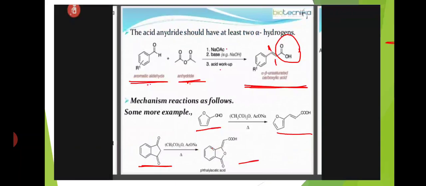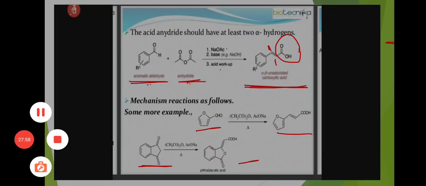alpha beta unsaturated carboxylic acid. Same, phthalamide reacts with acetic anhydride in the presence of sodium acetate and forms alpha beta unsaturated carboxylic acid.